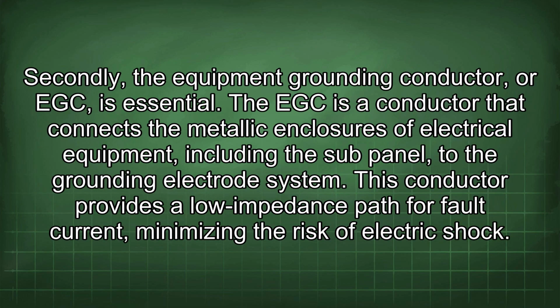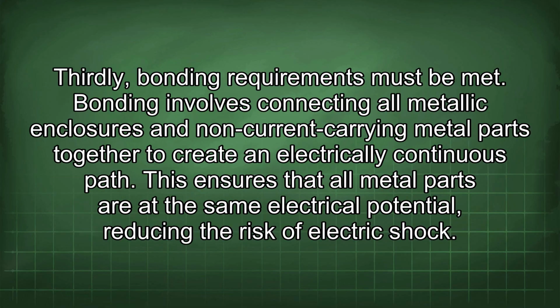Secondly, the equipment grounding conductor, or EGC, is essential. The EGC is a conductor that connects the metallic enclosures of electrical equipment, including the sub-panel, to the grounding electrode system. This conductor provides a low impedance path for fault current, minimizing the risk of electric shock. Thirdly, bonding requirements must be met. Bonding involves connecting all metallic enclosures and non-current carrying metal parts together to create an electrically continuous path. This ensures that all metal parts are at the same electrical potential, reducing the risk of electric shock.